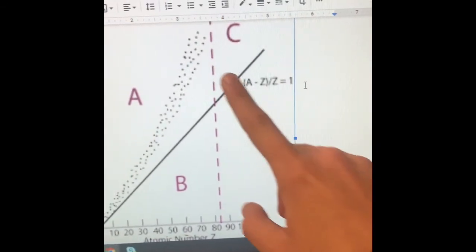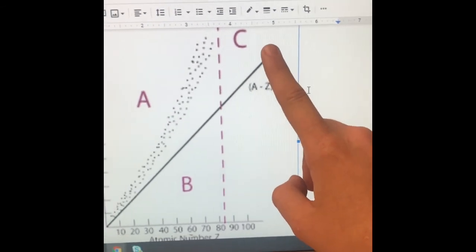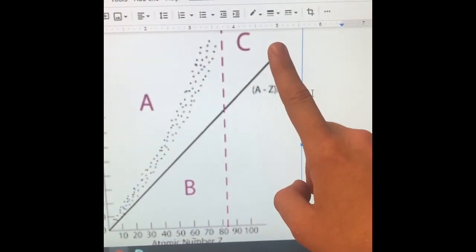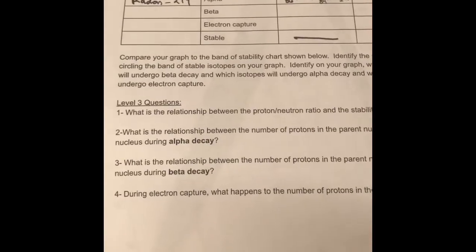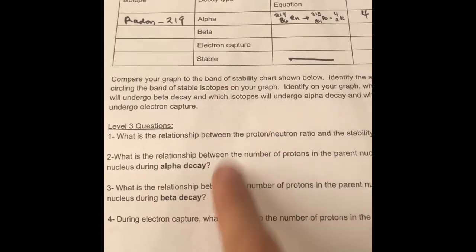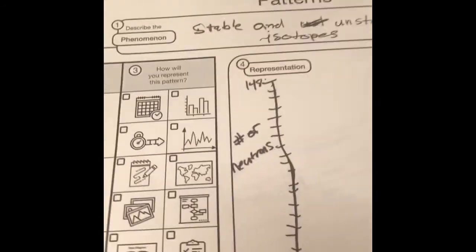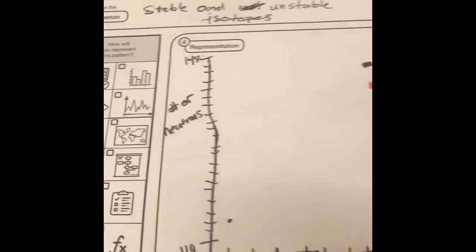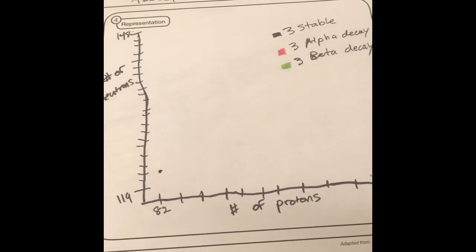Everything in this region on our graph, we're going to shade in a different color and label this alpha decay because we have too many protons and it becomes unstable. So make sure you guys answer the review questions on the bottom of this page. Make sure you guys think about the patterns. What did you guys notice was the relationship between the number of protons and the number of neutrons and how that relates to the stability of our atom? Because we're going to continue to talk about this for the rest of this week.